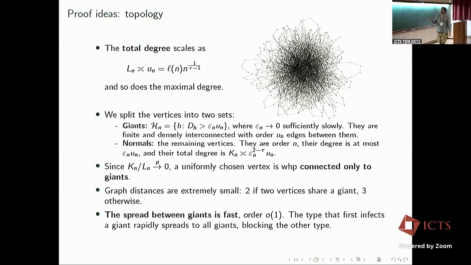And between giants inside the hub, you spread very fast because there are a lot of multiple edges going to infinity. There are actually order u_n edges, which is of this type, going to infinity. So the spread is really quick. So the idea is the first one who moves from the beginning hits a giant, and then the giant goes to all the giants, and then from there, the other one cannot move at all because it's blocked. Very, very strong.